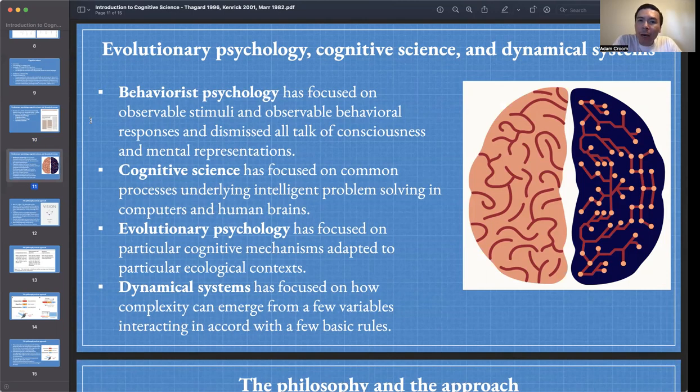And finally, we have the approach of dynamical systems. And this focuses on how complexity, complex systems, complex behaviors emerge from a few variables interacting in accord with a few basic rules.